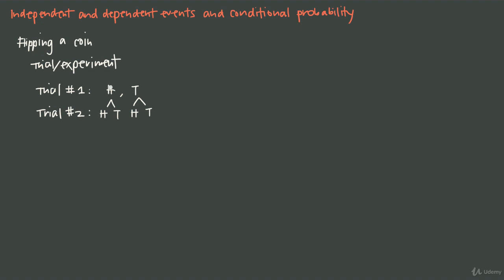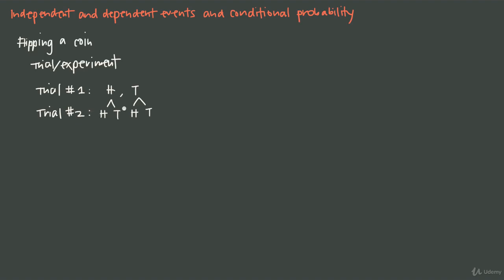If I got heads on the first flip, it doesn't make it more likely that I'm going to get heads on the second flip, and it doesn't make it more likely that I'm going to get tails on the second flip. If I got tails on the first flip, I'm not more likely to get heads on the second flip or more likely to get tails on the second flip. I have an equal chance of getting heads or tails on the second flip, regardless of whether I got heads or tails on the first flip. So these are independent events because each trial doesn't have any effect whatsoever on any of the other trials.